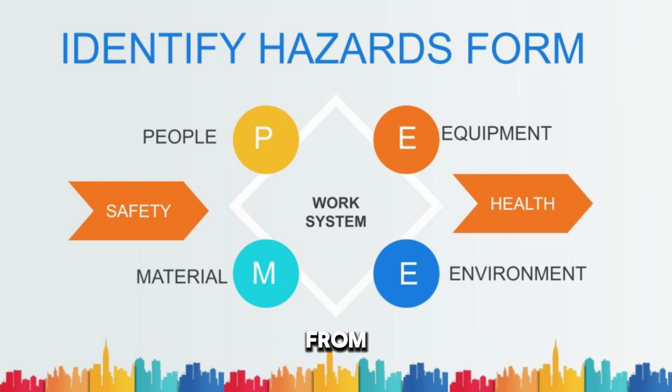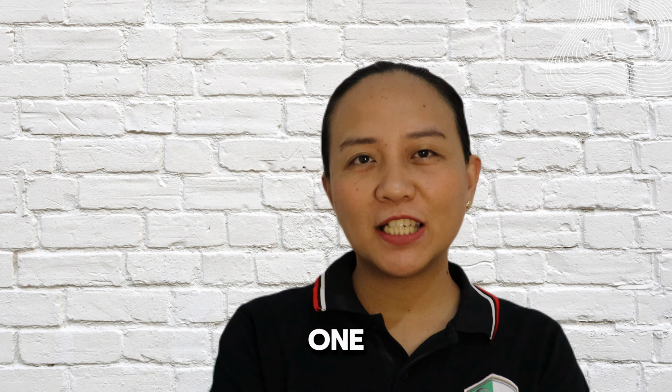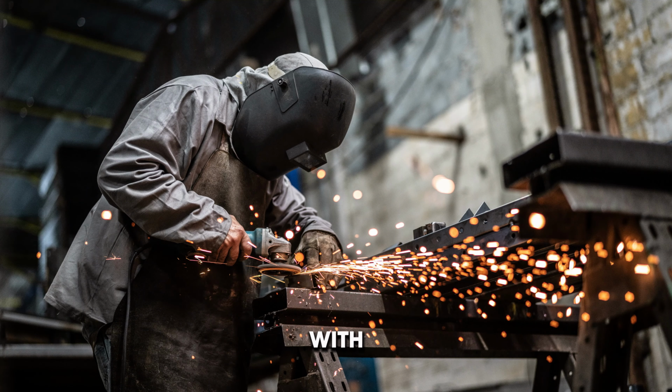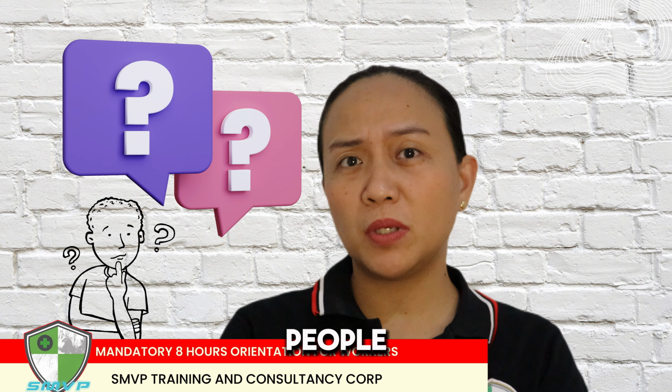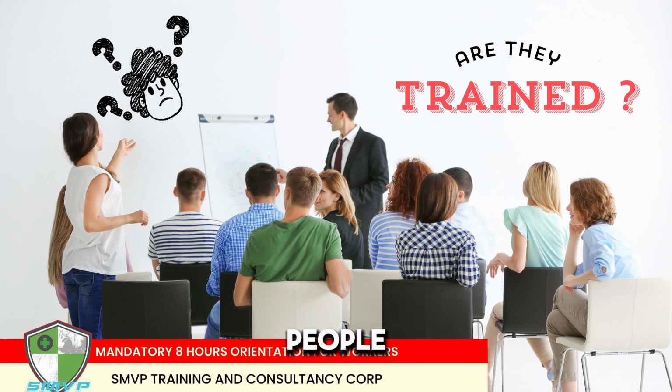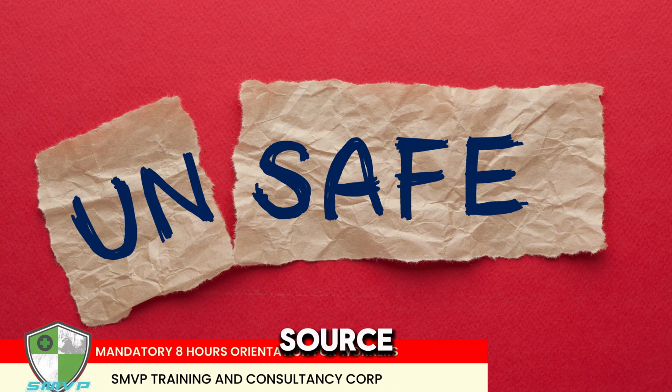Okay? So, where do you identify hazards from? We identify hazards from the work system: people, equipment, material, and environment. So, isa-isahin pa natin yan. Okay, so let's start with people. So, we will be asking questions. How do we identify hazards from people? So, if your people are untrained, are your people doing unsafe acts, then they can be the source of these hazards. Okay?